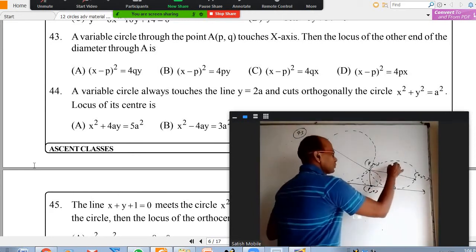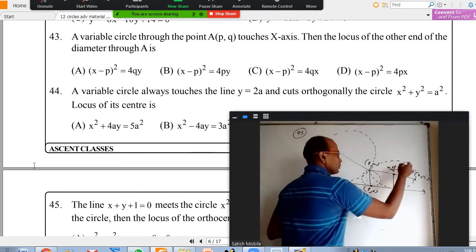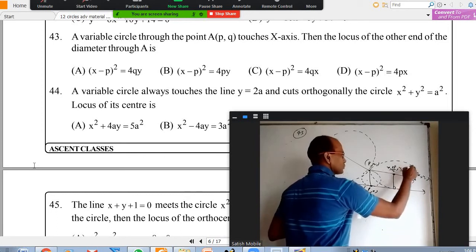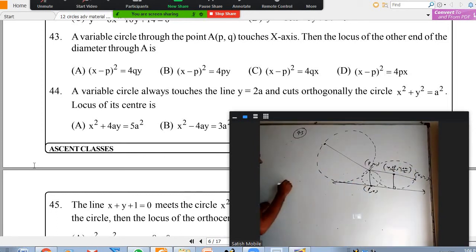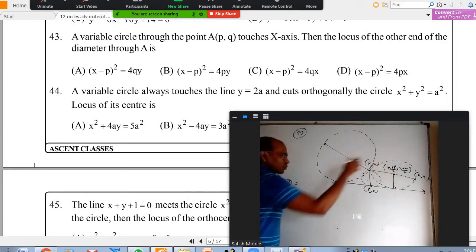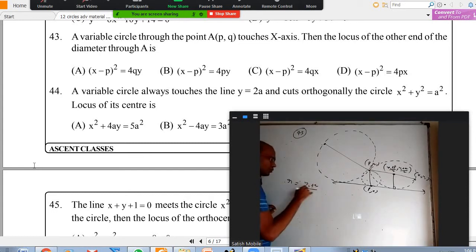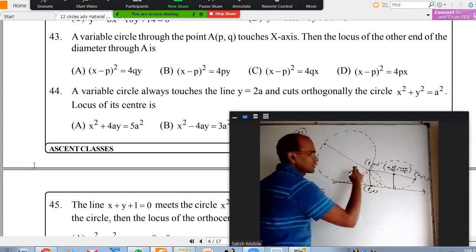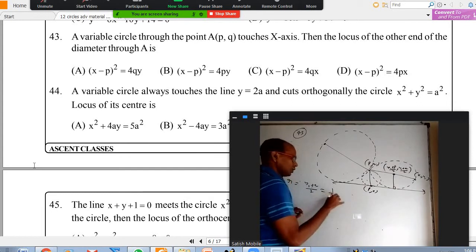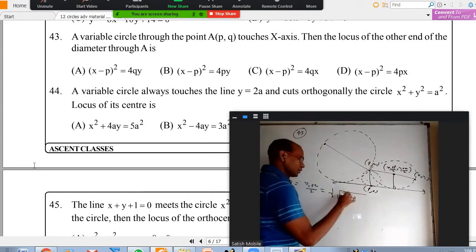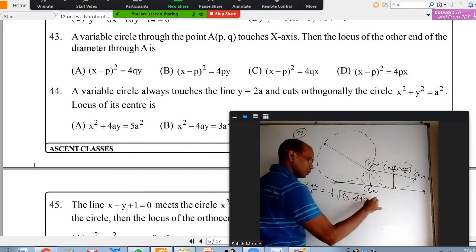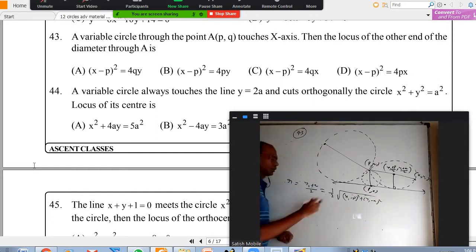The center is x1 plus p by 2, y1 plus q by 2. So how will you find the radius? One way to find the radius is this y coordinate, which is y1 plus q by 2. Another way is half of this distance from here to here, half of root of x1 minus p whole square plus y1 minus q whole square. Half and half will cancel.